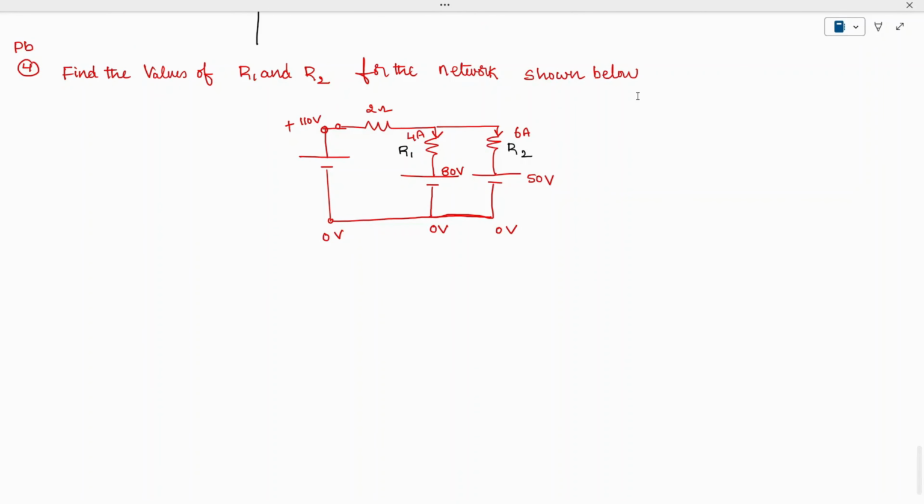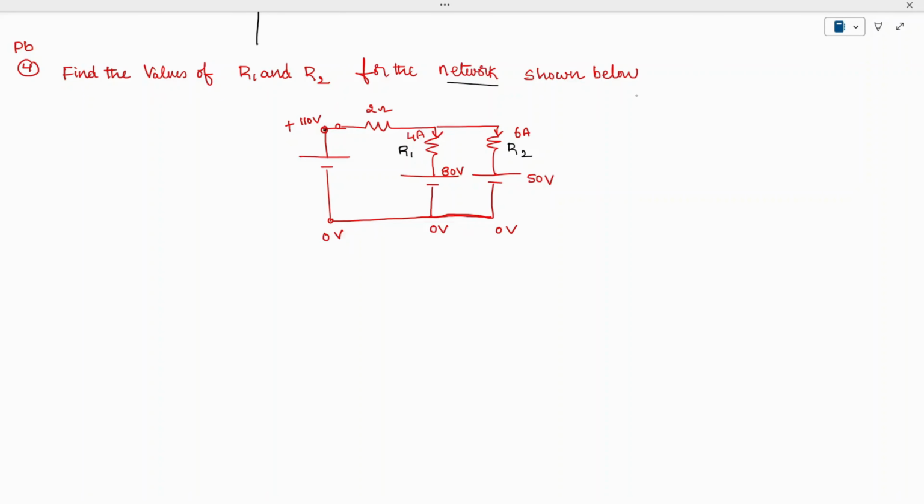Let's try to solve this problem. The problem given is: find the values of R1 as well as R2 for the network shown below. So this is a single closed path. That's why this is called circuit 1. This is another closed path. A group of circuits is called a network. Now it is asking us to find the values of R1 and R2.